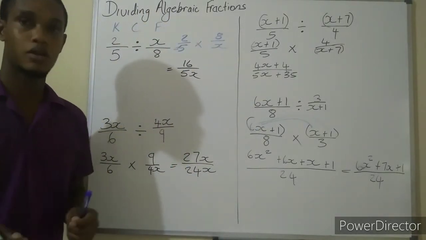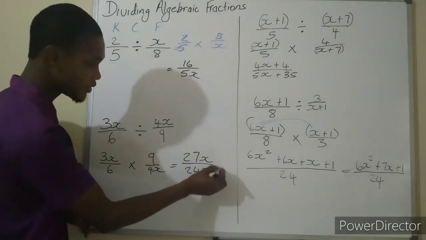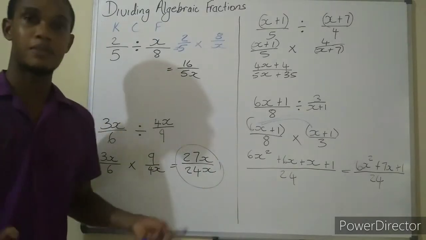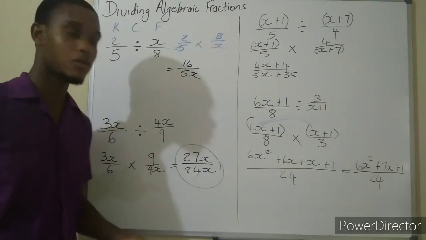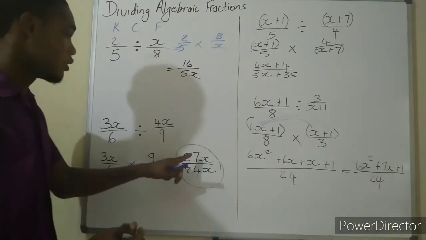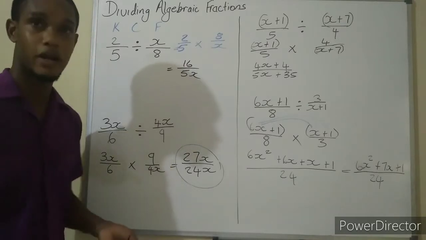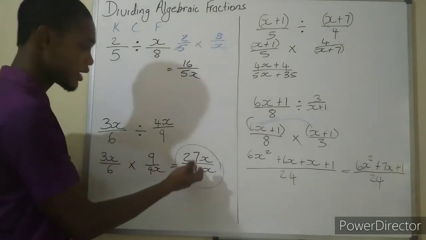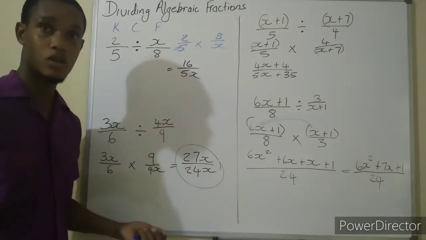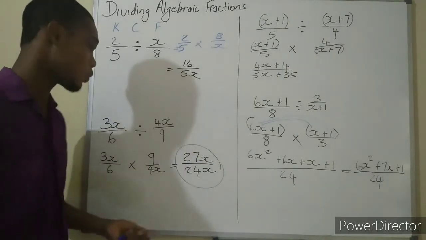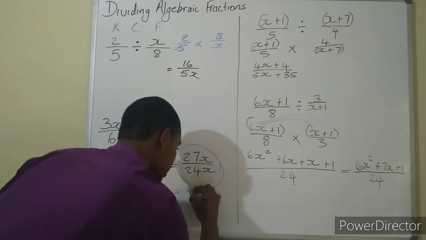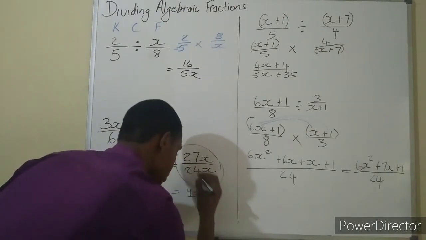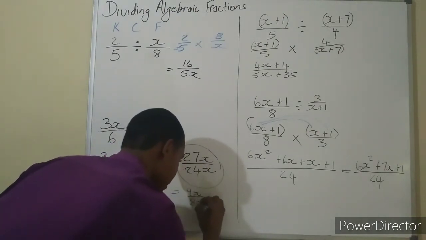And just to note, in cases like this, even though I said that's it, sometimes if they ask you to simplify it, you just look at what's common between both and you will take them out. So 27x and 24x, what's common between them? You can get 3 out of 27, you can get 3 out of 24. So that's 3 into 27 would be 9x over 3 into 24 goes 8x.